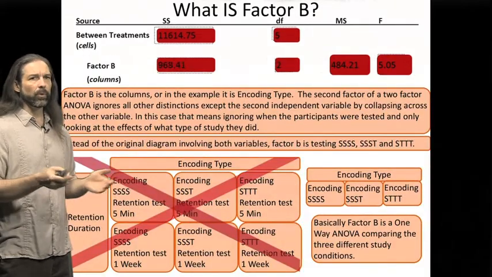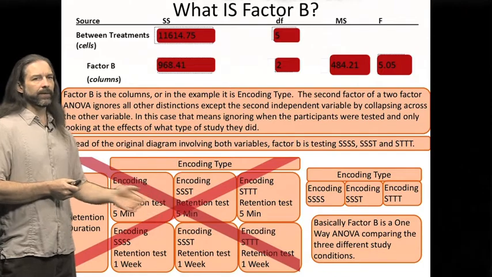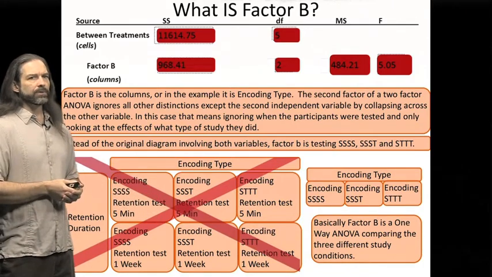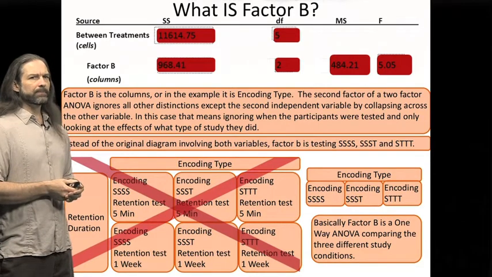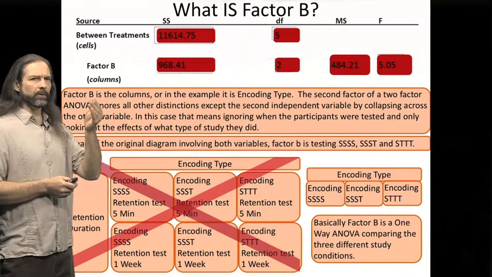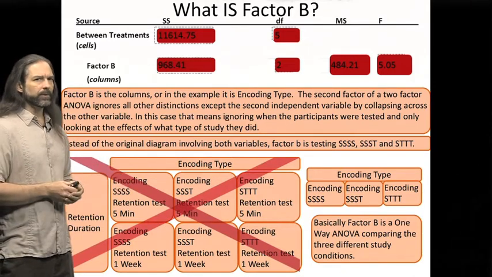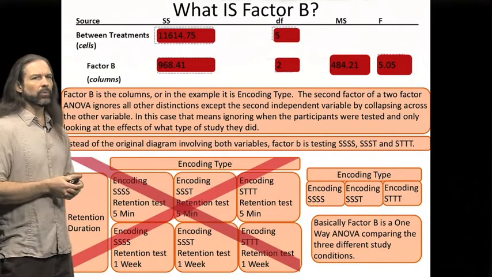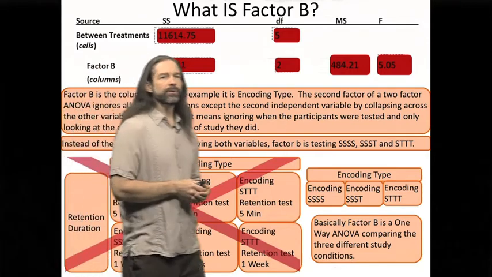So we move forward. What is factor B? Again, for factor B, I'm not doing the entire thing right now. I'm collapsing across the other variable. So what am I retaining and what am I collapsing across? I'm collapsing across rows because I'm dealing with columns. So I am taking everybody, regardless of if you were tested after 5 minutes or 1 week, and I'm dumping them into one pool, but I am still retaining how you studied.